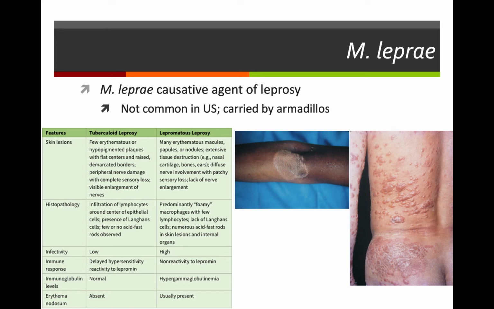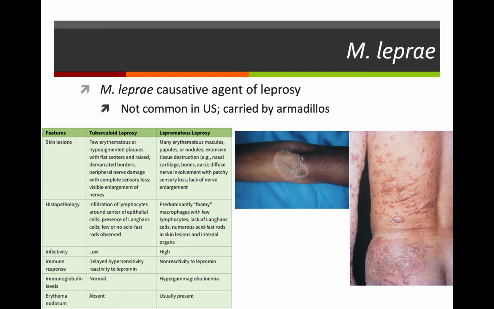The next mycobacterial species we'll talk about is Mycobacterium leprae. Mycobacterium leprae is the causative agent of leprosy. This is not a common infection in the United States. The normal reservoir host in the US, though, is the armadillo, weirdly enough.